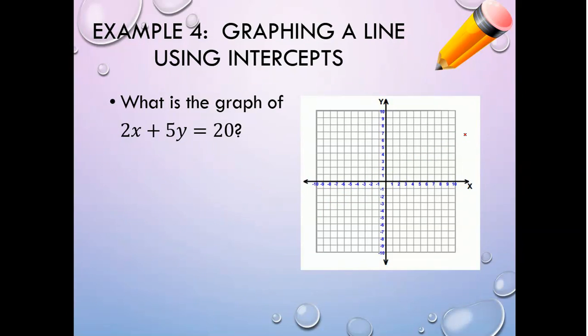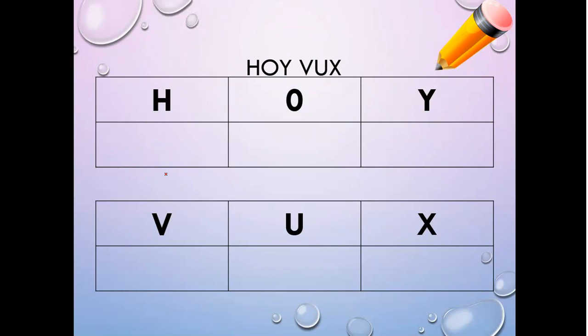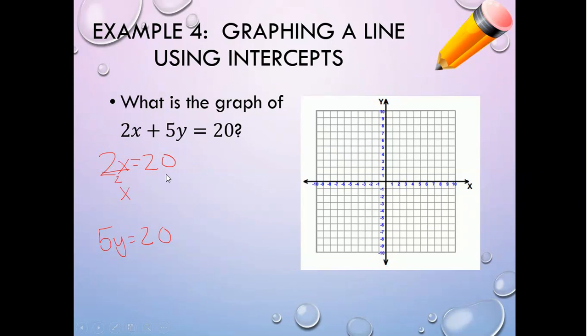Let's try one more example here, and then we're going to look at horizontal and vertical lines. So I'm going to find my two intercepts, so 2x equals 20 and 5y equals 20. So I know x equals, whoopsies, x equals 10, so my ordered pair would be 10, 0. And then divide by 5, so I got y equals 4, so 0, 4.